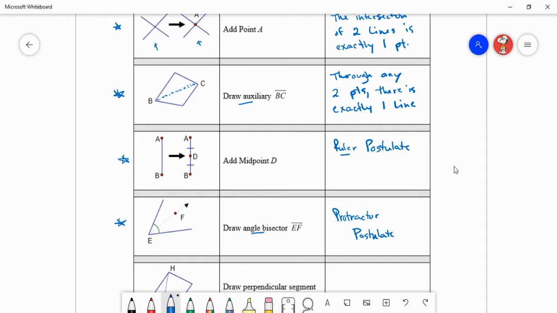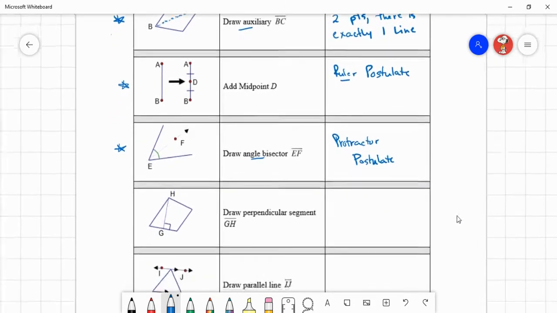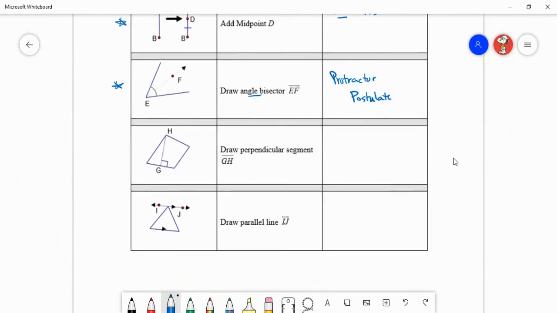So if you want to add a segment or an angle bisector, you're going to use the protractor postulate. The next two are a little more recent. We're not going quite back as far as we did for the other postulates here. But again, they were ones that we kind of glazed over, but we didn't really use them.